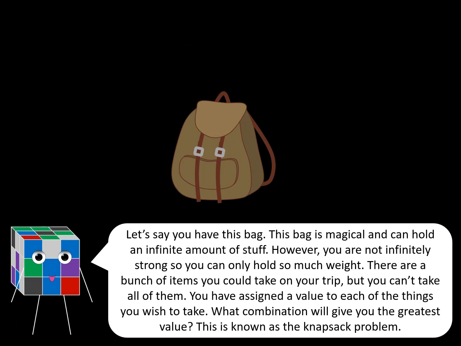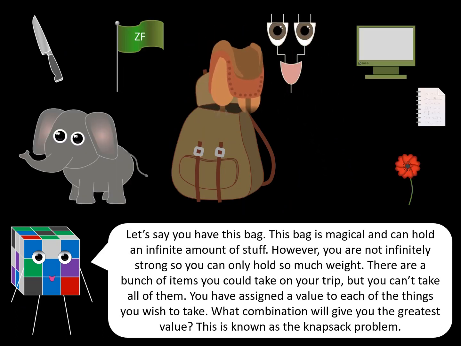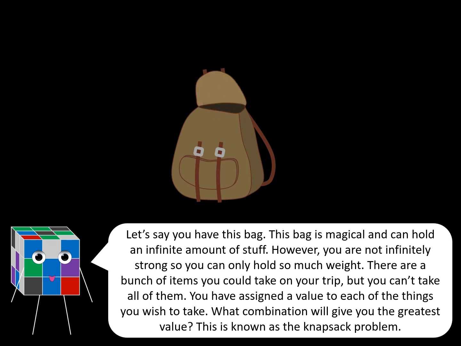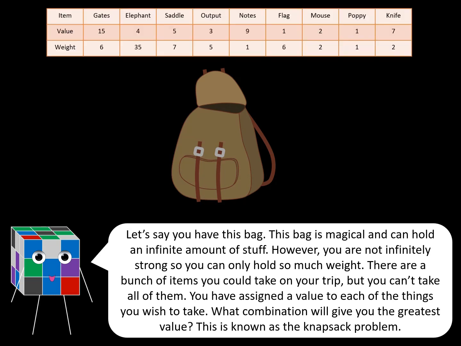Let's say you have this bag. This bag is magical and can hold an infinite amount of stuff. However, you are not infinitely strong, so you can only hold so much weight. There are a bunch of items you can take on your trip, but you can't take all of them. You have assigned a value to each of the things you wish to take. What combination will give you the greatest value? This is known as the knapsack problem.